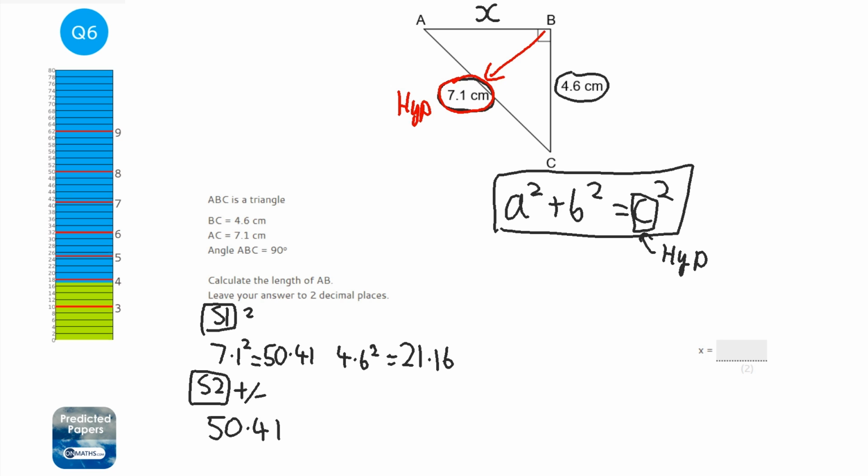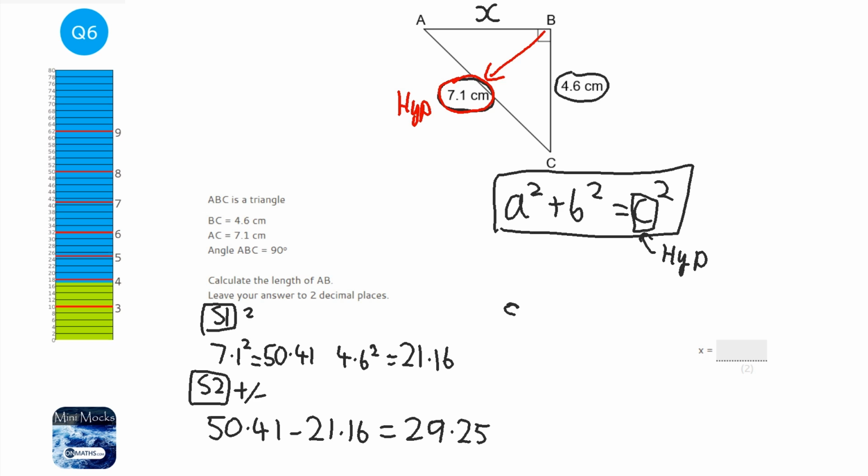50.41 minus 21.16, and that's why in step 1 we did the biggest one first, because otherwise you'll get a negative number. So 50.41 take away 21.16, and that equals 29.25.